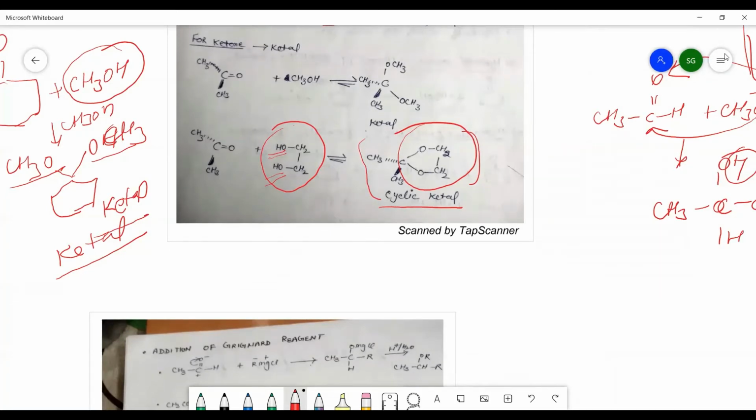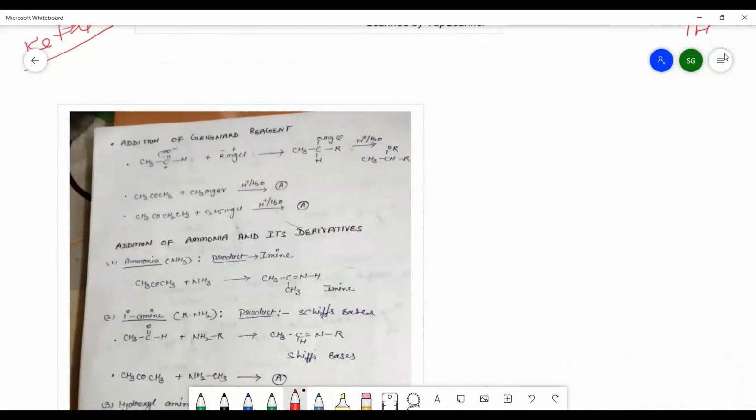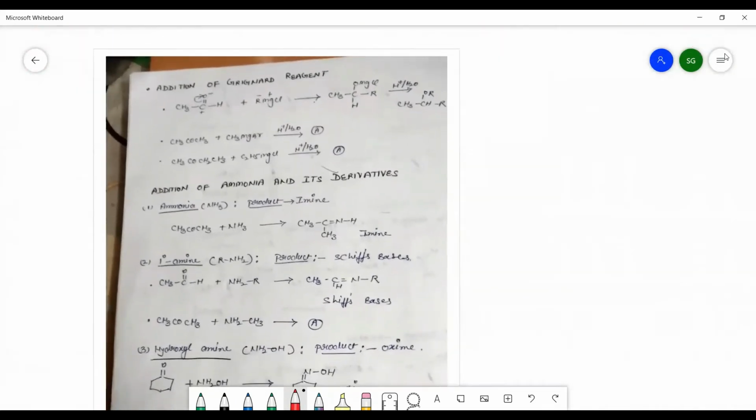in aldehydes and ketones. Further we move towards the nucleophilic addition reactions in which we will take the addition reactions of Grignard reagent. As you know well, Grignard reagents are RMgX. This is an alkyl magnesium halide. So when you are writing CH3 MgCl, what is the name of this Grignard reagent?